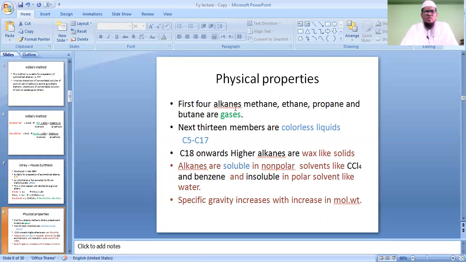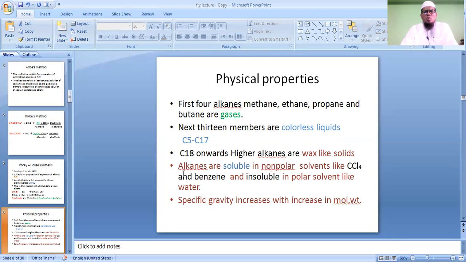Now first four alkanes, that is methane, ethane, propane and butane, they are gaseous in nature. Now next 13 members containing carbon 5 up to carbon 17, these alkanes, they are colorless liquids. Onwards, those alkanes containing 18 carbon atoms or higher, they are wax-like solids.